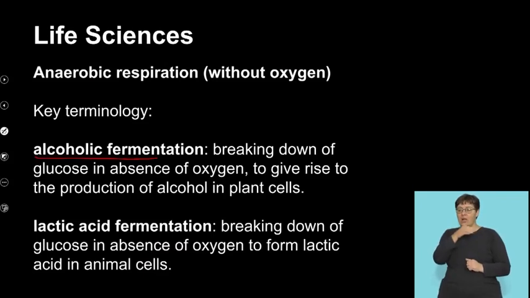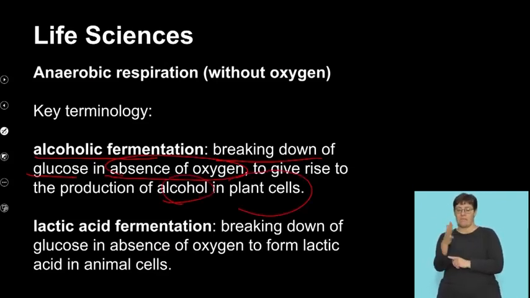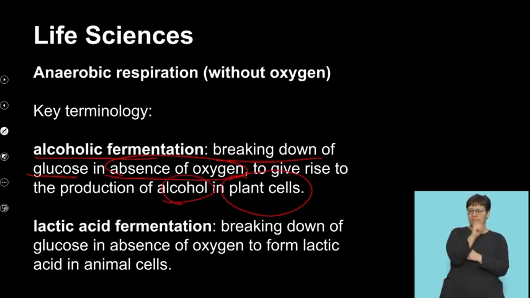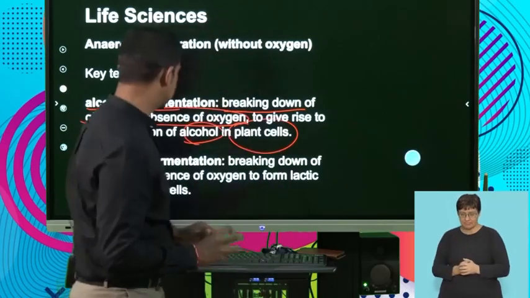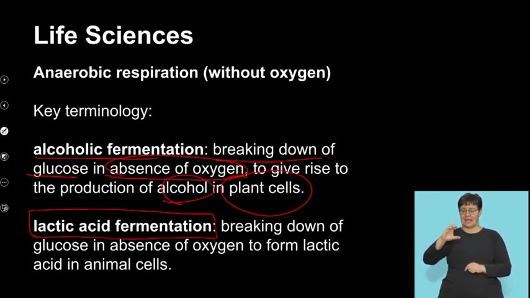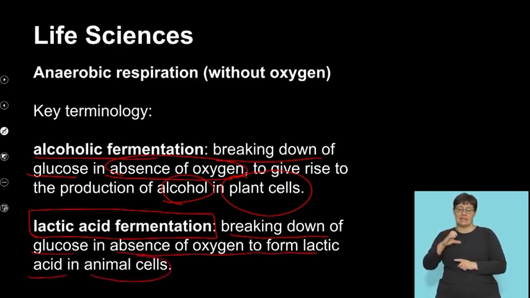Alcoholic fermentation is the breaking down of glucose in the absence of oxygen to give rise to the production of alcohol in plant cells. So we know that this is commercially used in industries in the production of alcohol. We look at that in a bit. When anaerobic respiration occurs in animal cells, we refer to that as lactic acid fermentation. This is the breaking down of glucose in the absence of oxygen to form lactic acid in animal cells.